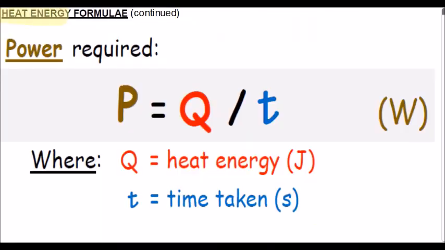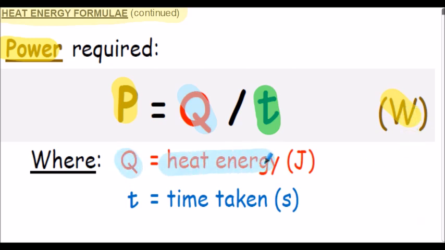Heat energy formulae continued. We will also make use of the power formula. We've used this in previous presentations. Power is equal to the heat energy required divided by the time taken, and power has the SI unit of the watt. Q is heat energy, unit the joule. And note lowercase t is the time taken, and that should be in seconds.